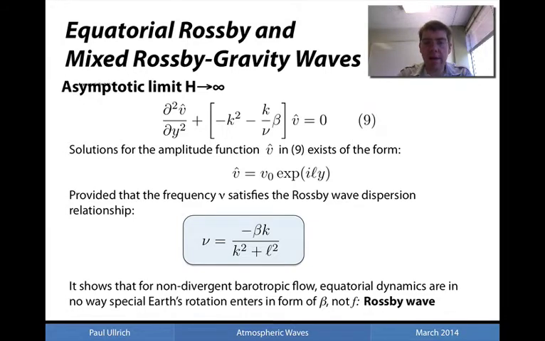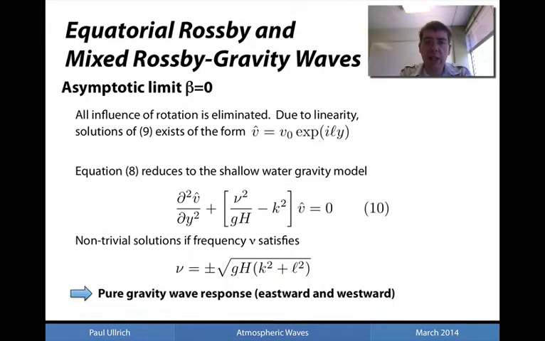These waves also have character analogous to those that we've seen for Rossby waves, including westward propagation relative to the mean flow. In the asymptotic limit as beta equals 0, the influence of rotation is eliminated. Then due to linearity, solutions exist in an analogous form, however with a different coefficient. Equation 8 then reduces to a shallow water gravity wave model with the coefficient shown here, and non-trivial solutions then exist if the frequency satisfies plus or minus the square root of GH times kappa squared.